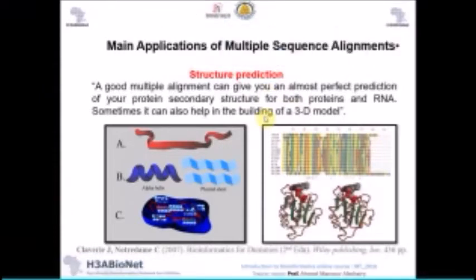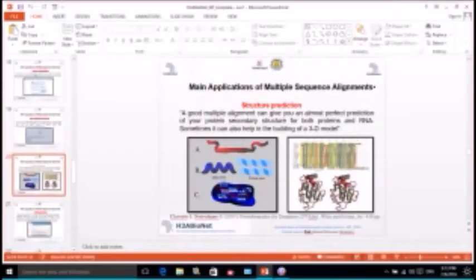Structure prediction is another thing. A good multiple alignment can give you almost perfect prediction of the protein secondary structure, for both proteins and RNA. Sometimes it can also help in building the 3D model.